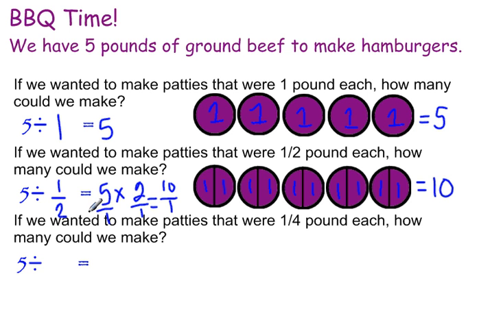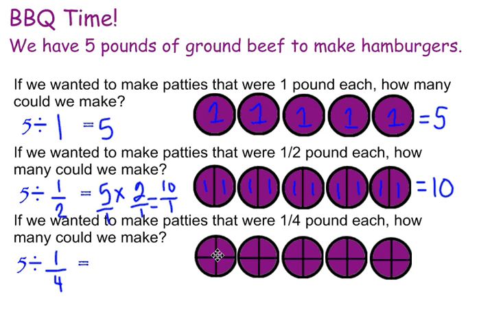Final question, if we wanted to make patties that were a 1/4 pound, so now they're even smaller, I'm being asked to do 5 divided by 1/4. What would that look like? Well, here's my 5 pounds. Now I'm dividing them into quarters. How many burgers can I make? There's 1 burger, 2 burgers, 3 burgers, 4, 5, 6, 7, 8, 9, 10, 11, 12, 13, 14, 15, 16, 17, 18, 19, 20. I can make 20 patties that way because they're even smaller than before.